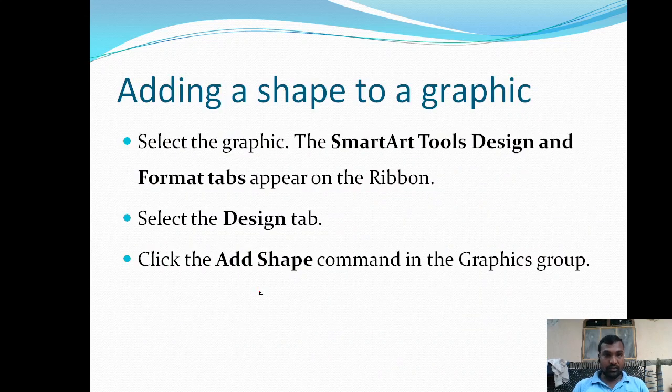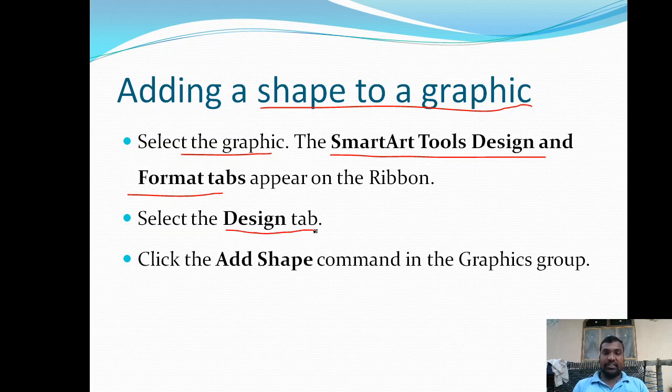Now I want to add a shape to a graphic. So I want to add a new shape to an already existing SmartArt graphic. For that purpose, what I need to do is first of all select the already existing graphic, and the SmartArt Tools Design and Format tabs appear on the ribbon. A new menu will appear on the ribbon. Under that, select the Design tab, then click on the Add Shape command in the Create Graphic group that is available on the left side.